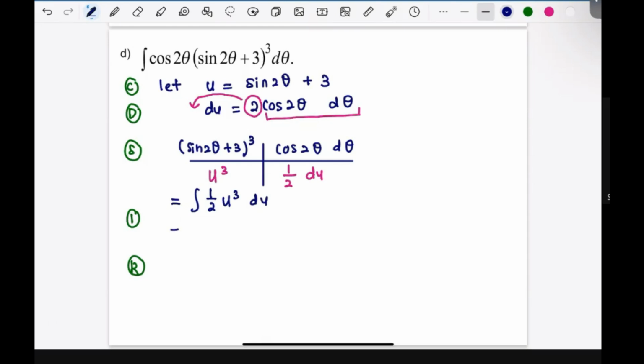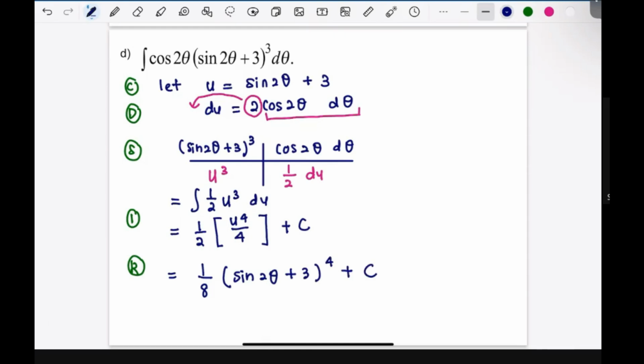So we may integrate this function now. Half is just a constant, stay outside of your integral function. So we get u to the power of 4 over 4 plus c. And then replace that with x term. Finally, our final answer will be 1 over 8 (sin 2 theta plus 3) to the power of 4 plus c. Okay. Hope you understand. So that is for integration by substitution.